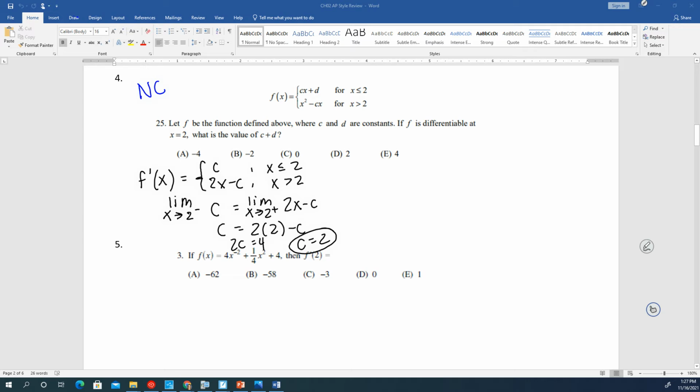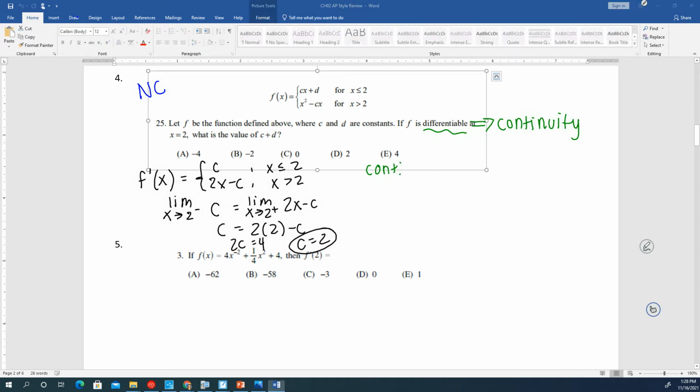Okay, now you notice our d variable dropped out when we took the derivative. Now I have to find the value of c plus d, so I need to solve for d, and that's where differentiability implies continuity comes into play. If we know it's differentiable, that also means it's continuous. So we'll just look at the limit, not the derivative, from the left to the right, and we'll be able to solve for d. So this is for continuity. Okay, this we've been doing since chapter 1.